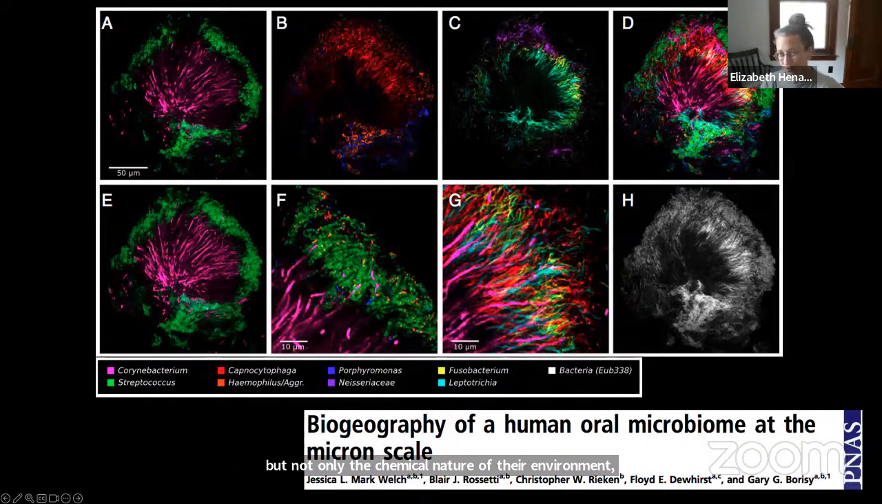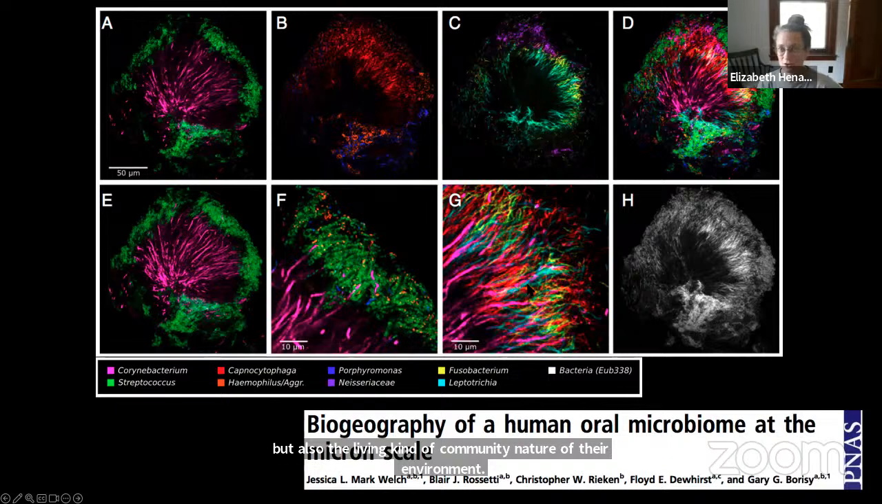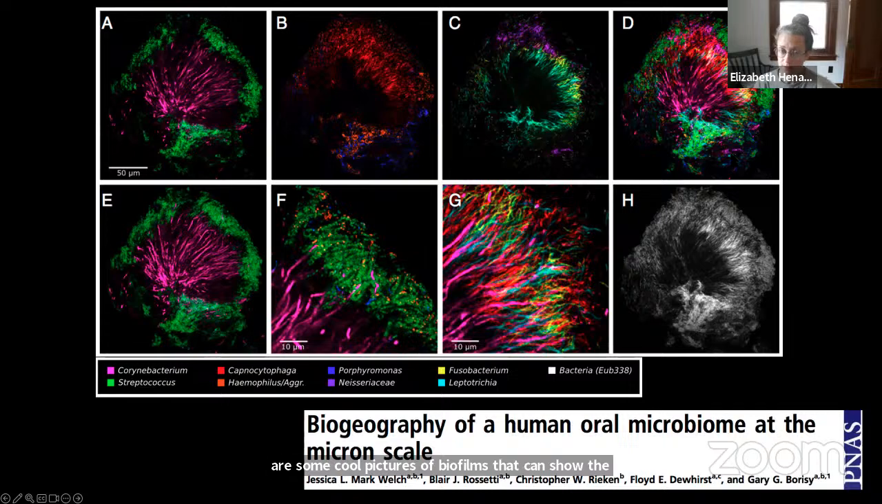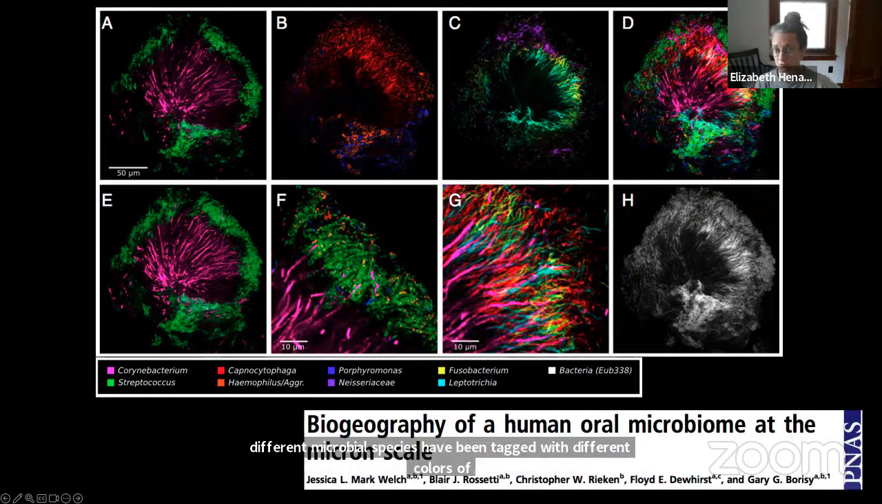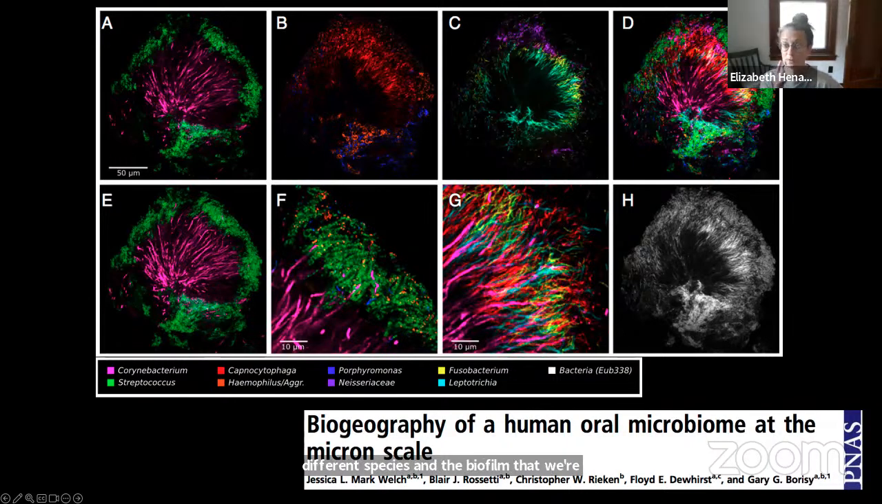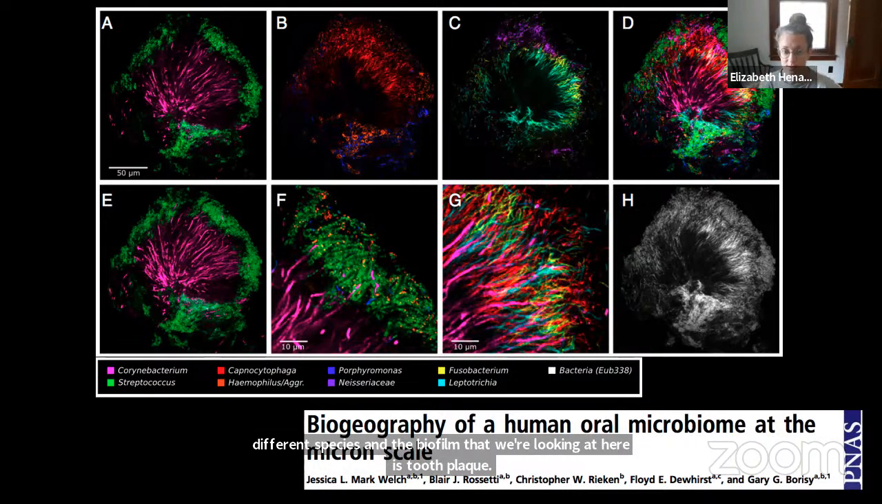These are some cool pictures of biofilms that can show the diversity of microbes in a biofilm, but also the very precise three-dimensional structure. What we're looking at here are microscopy images where different microbial species have been tagged with different colors of fluorescent molecules. Each color here represents a different species, and the biofilm that we're looking at here is tooth plaque, the biofilm that forms in between teeth.